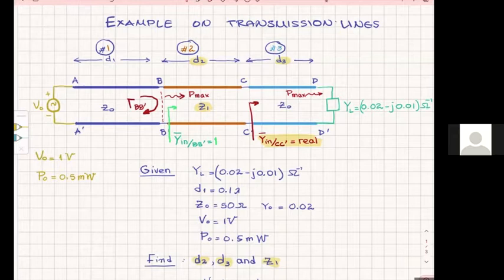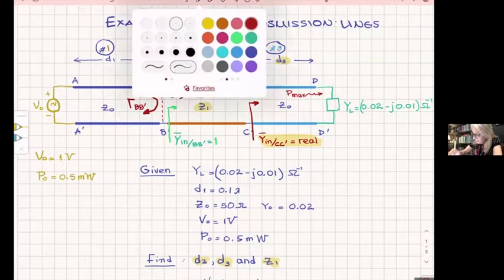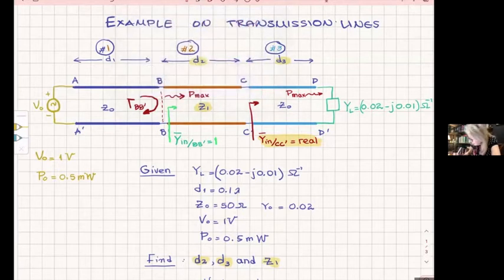And then for Y at BB prime normalized, how did you get 1? What did you divide by? By Y naught. Y naught is 1 over Z naught. So when you normalize impedances, you normalize with Z naught. If you have the load in admittance form, you normalize by Y naught.